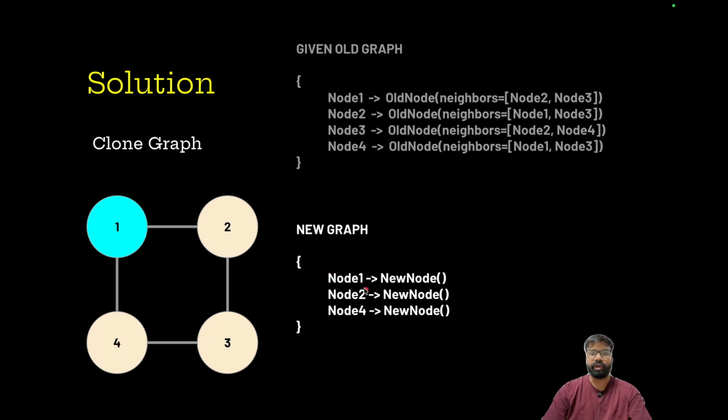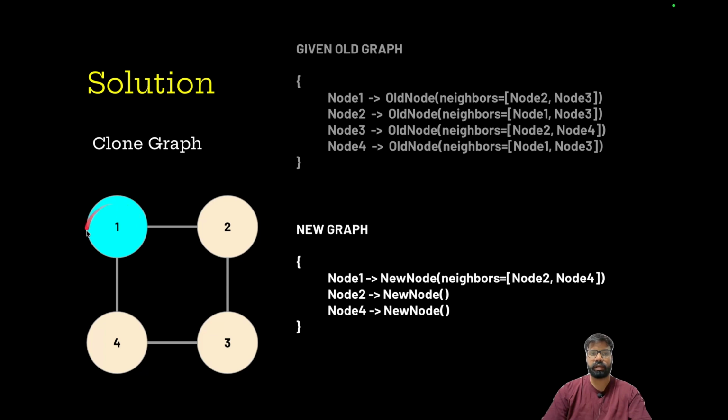And then we need to provide that node 1 has neighbors node 2 and node 4. So we have set node 2 and node 4 as the neighbors. Now we are done for node 1. Now we will do DFS and move to the next.